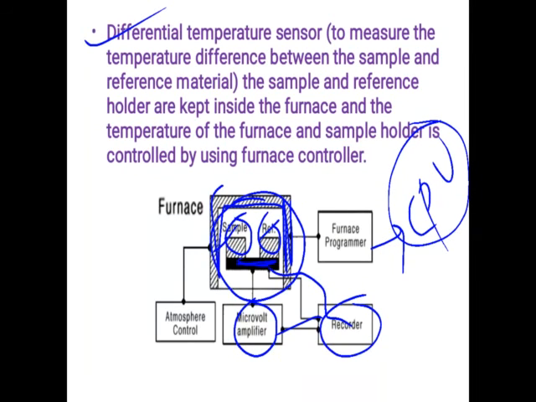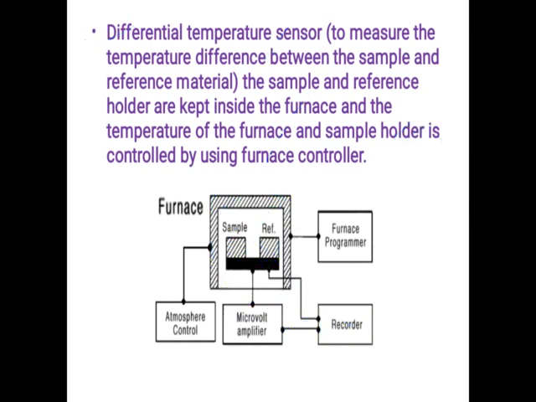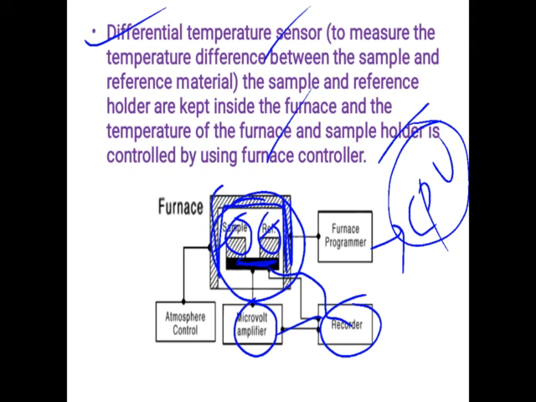So in the case of differential thermal analysis, a sensor is required to measure the temperature difference between the sample and reference material. The sample and reference are kept in the crucible or in the holder, and the temperature of the furnace and the sample holder is controlled by the furnace controller, or you can say by the furnace programmer. So that is the simple instrumentation technique present in differential thermal analysis. What we have seen in the differential scanning calorimeter, a similar type of temperature system or instrumentation system we can observe in the case of differential thermal analysis.